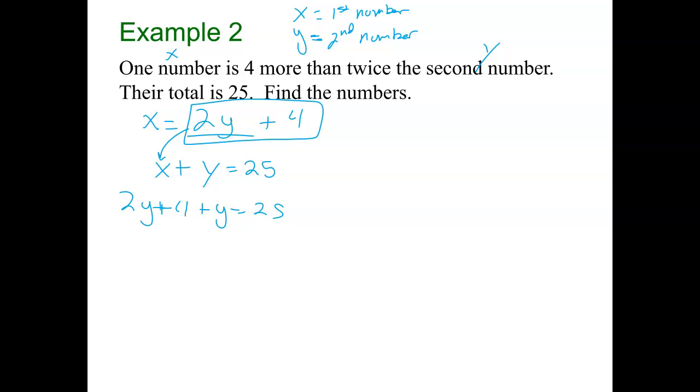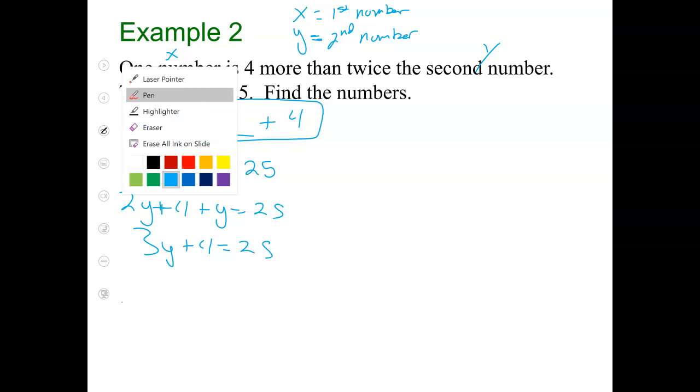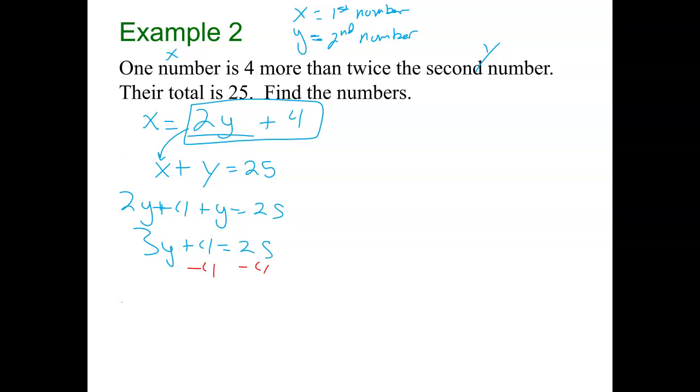Combine like terms, what do I get? 3y plus 4 equals 25. Now what? 3y equals 21. What does y equal? 7. What does 7 represent? The second number. How do I find the first number?